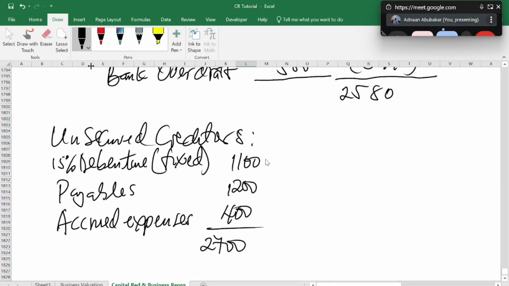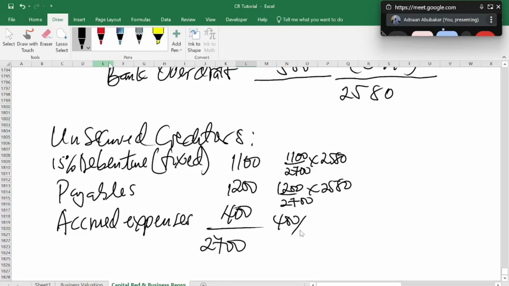So how do you prorata? How do we share the proceeds? You pick this one, divide it by the sum, then multiply by the money. So you pick 1,100 divided by 2,700 times the money, which is 2,580. You do the same to the others: 1,200 divided by 2,700 times 2,580, and 400 divided by 2,700 times 2,580.